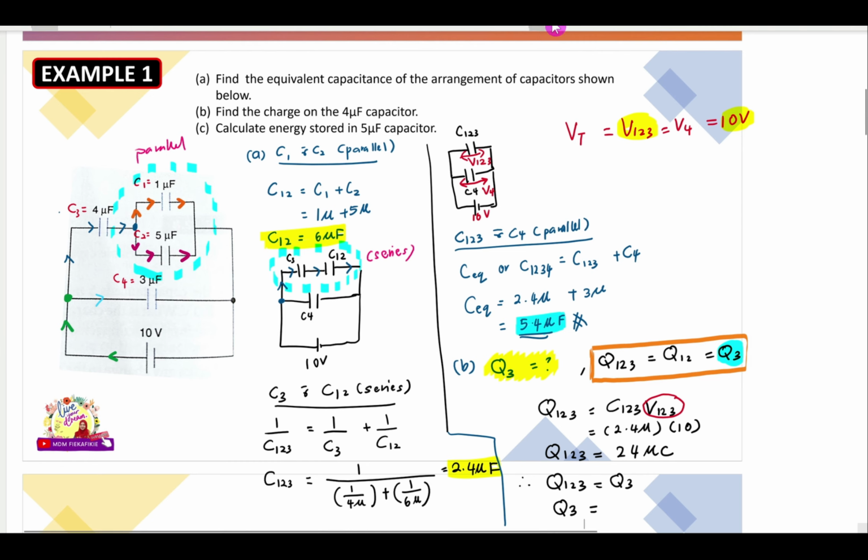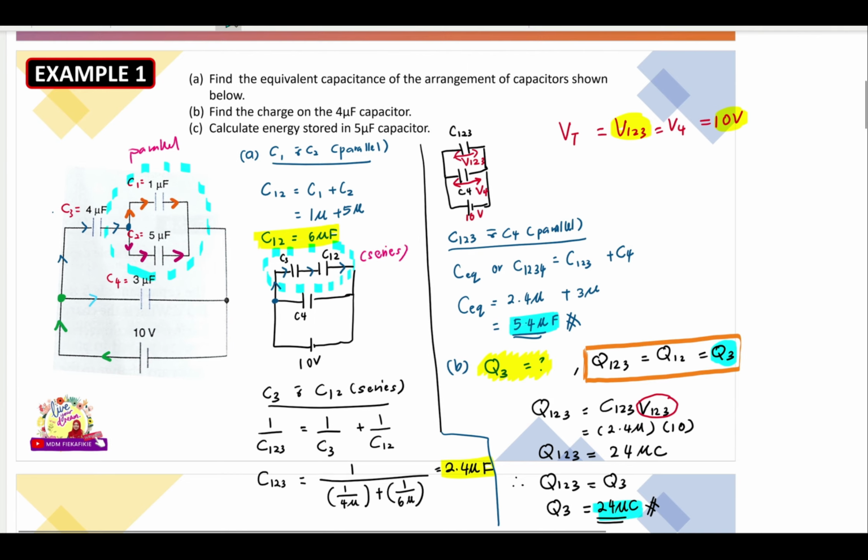So kena faham kenapa Q123 sama dengan Q3? Sebab C123 ni tadi mereka series. So bila kita kira Q123, siapa yang series ni? C3 dengan C12. That's why Q123 sama dengan Q12 sama dengan Q3. So final answer is equal to 24 microcoulomb. Okay, so this is the answer. And the last one.